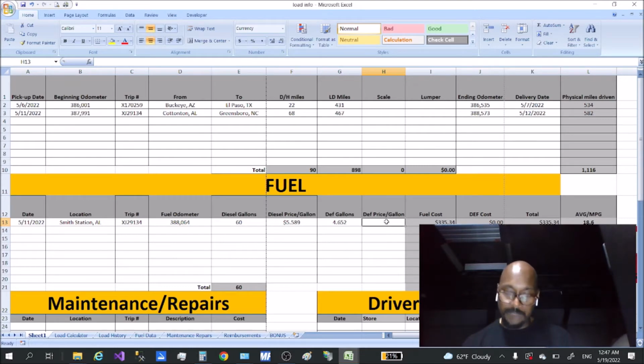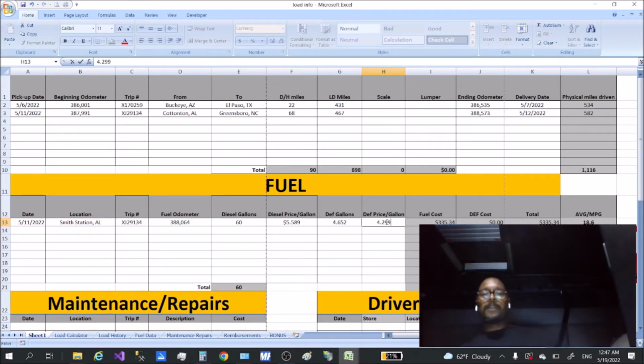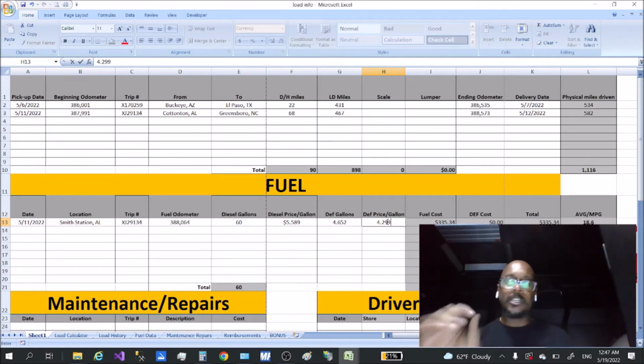And if you don't know what DEF is, my price is 4.299. DEF is a chemical that we use alongside our fuel that helps keep the environment clean. They have this new stuff that they came out with. It sprays liquid, and it is mixed in with the exhaust, like the soot, to keep the air clean. Okay.